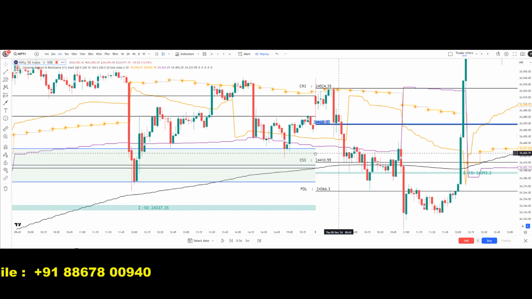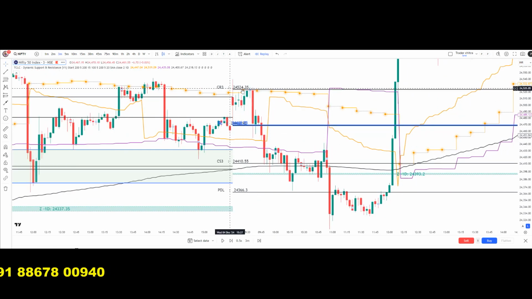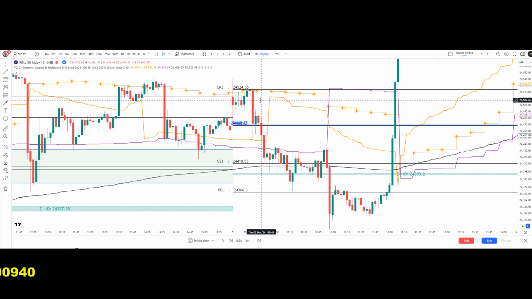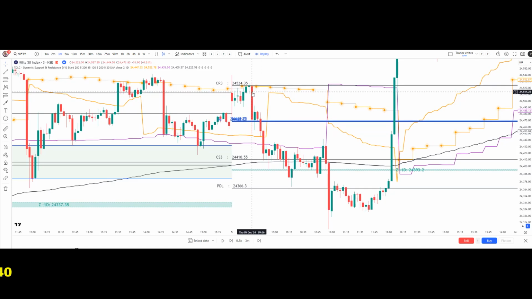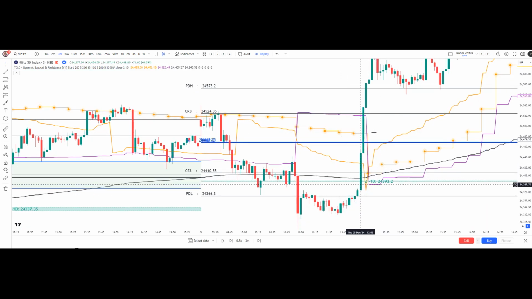Again we can see for the next day, that is December 5th, the first red candle opened below Camarilla R3 and at our dynamic resistance level. So our view is bearish for Nifty on December 5th. So after that we can see that there is a nice fall in the Nifty. Again we can see good move upwards also.